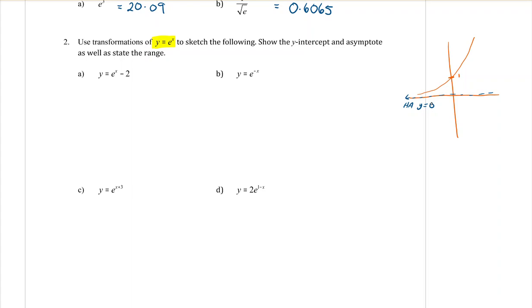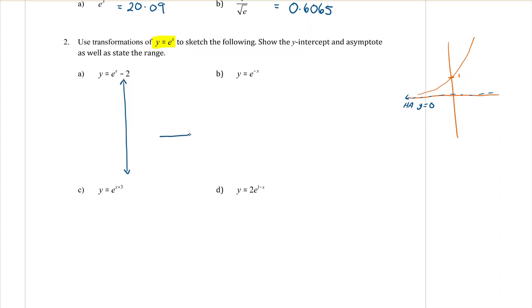Okay, so we want to take that graph of y equals e to the x, and we're going to be moving it around, but we need to make sure that we always show the y-intercept and the asymptote, and we want to also state the range. So the first one is y equals e to the x minus 2. So the only thing that we've done is add this little minus 2 on the end, which means that we've moved the whole graph down 2 places.